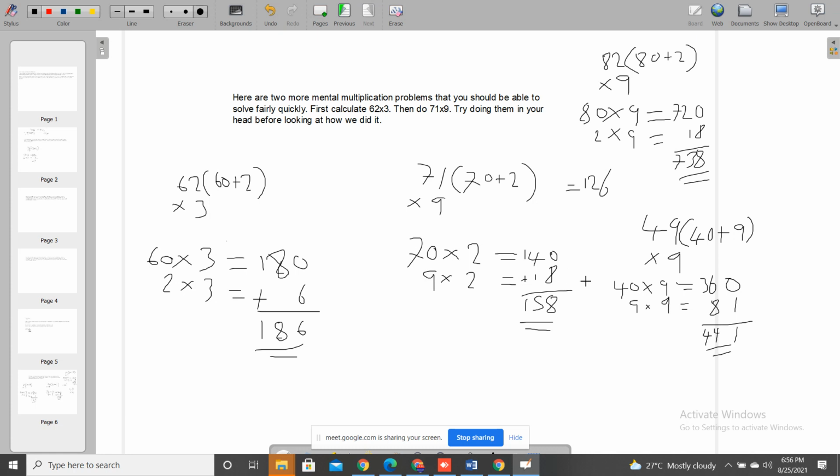Okay, so it's easy to do any multiplication here when we are using the method. Now the next thing is we want to use our mind to do this.